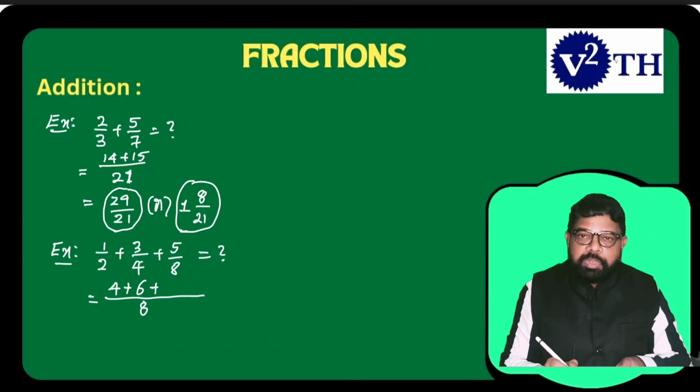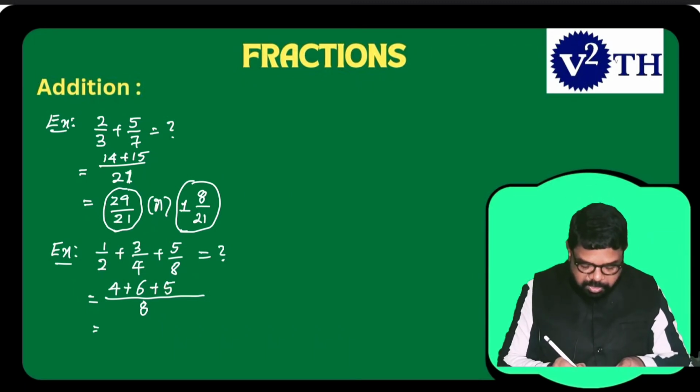Now the third fraction into 8. Into 8 means 8 ones, 1 into 5 is 5. So the numerator values give 15 by 8. Again, by observing here, the numerator is greater. Anywhere the numerator is greater, you have to express it as a mixed fraction also.